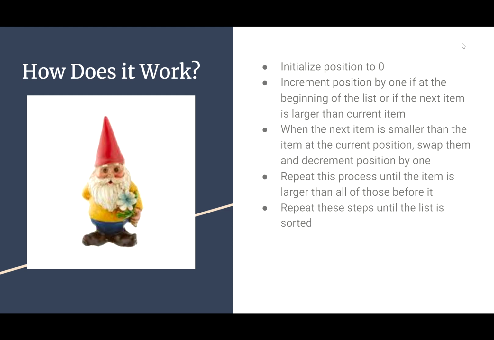Now, how does this algorithm work? First, we will initialize the position to 0, and we will increment position by 1 if we're at the beginning of the list, or if the next item in the list is larger than the current item. When the next item is smaller than the item at the current position, we swap them and decrement the position by 1. And we repeat this process until that item is now larger than all of those before it. And then we repeat all of these steps until the list is sorted.